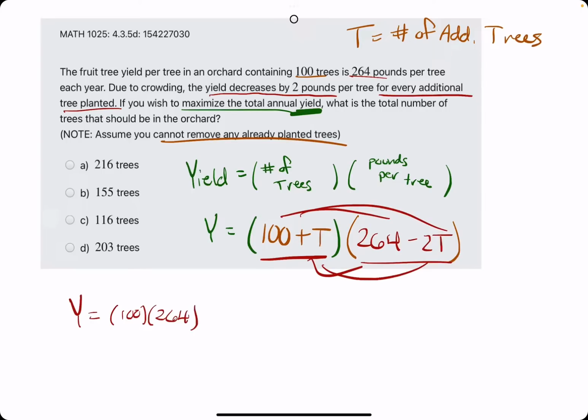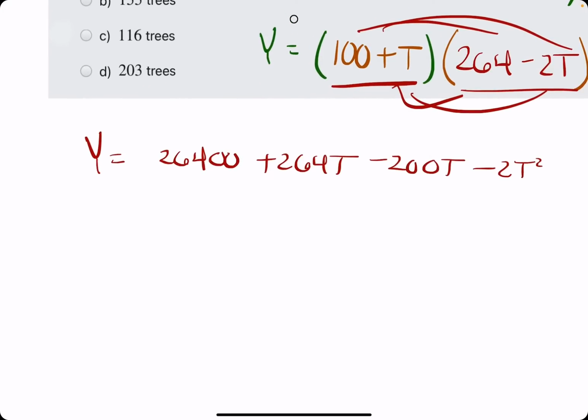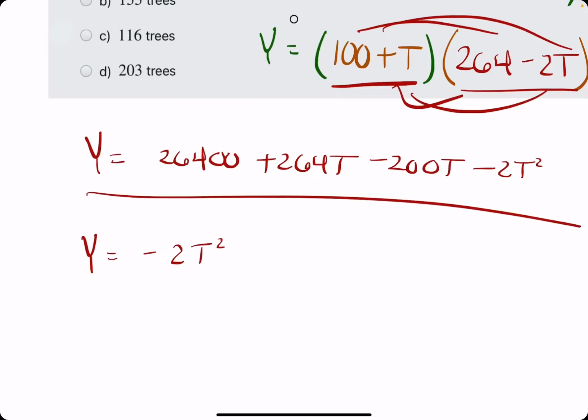So 100 times 264, I guess we could do that by hand. What is that? 264 with 2 zeros. All right, not bad. And then plus 264t, we'll have a minus 200t and a minus 2t squared. So now, let's rearrange some terms. We'll put t squared first, combine these like terms to get 64t, and then add the constant.